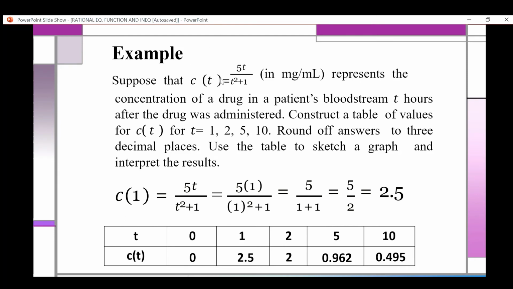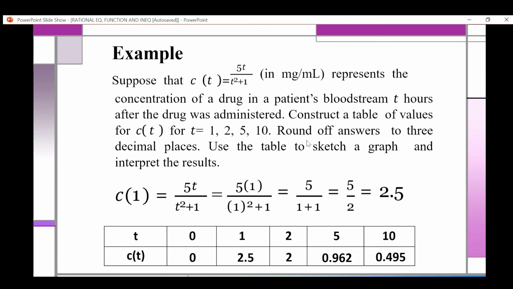Suppose that C of t equals 5t over t squared plus 1 in milligram per ml represents the concentration of a drug in a patient's bloodstream t hours after the drug was administered. Construct a table of values for C of t for t is equal to 1, 2, 5, and 10. So, round off your answers to 3 decimal places and use the table to sketch a graph and interpret the results.